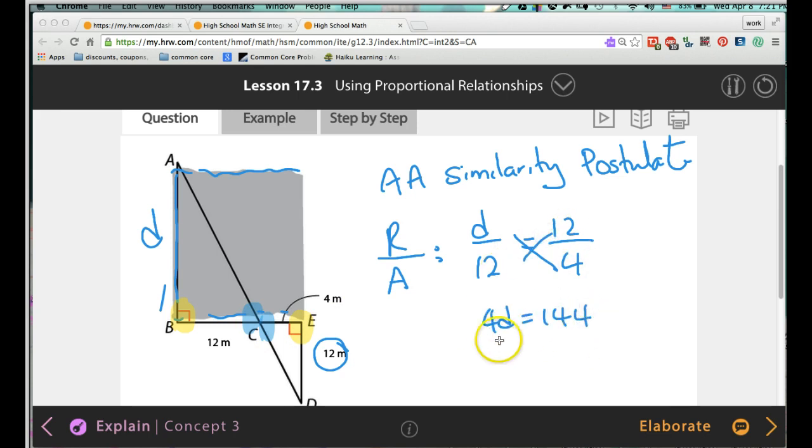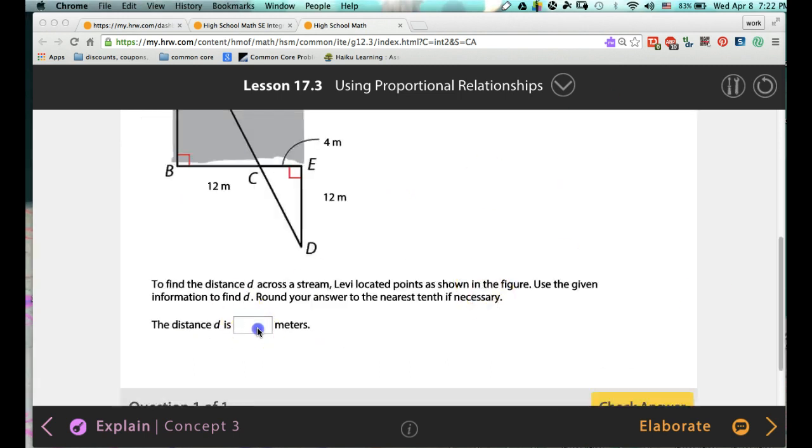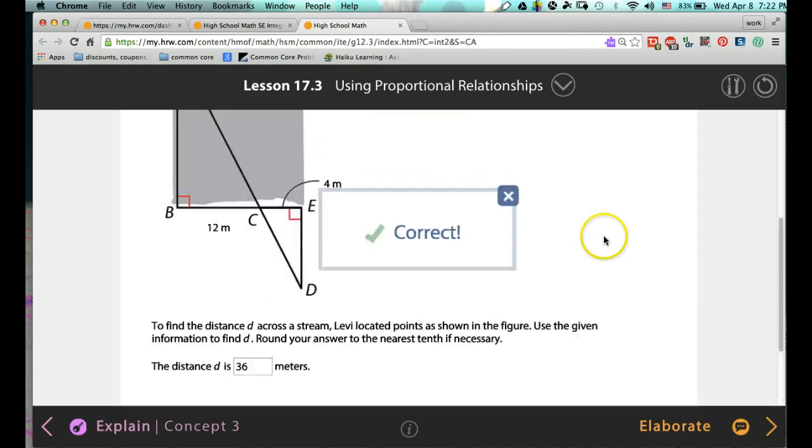Okay, so 12 times 12 is 144. And then what we're going to do now is go ahead and divide both sides by 4. And so D is now equal to 36, okay? And so, my bad. I did it for you, but I actually wanted you to do it on your own, okay?